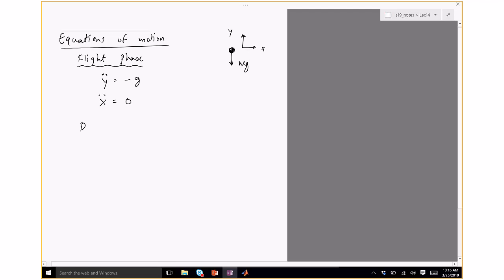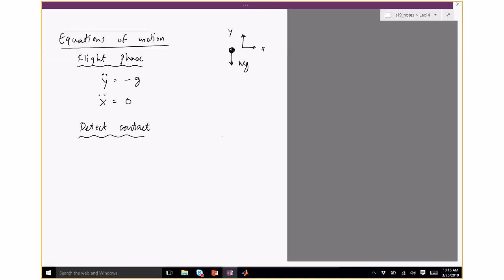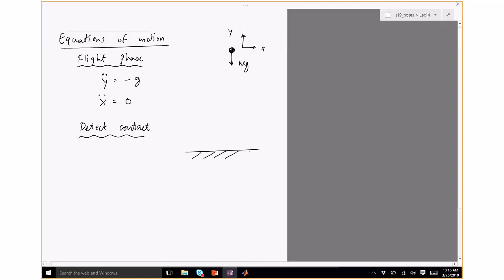Then we have to detect contact. In this case, the contact happens when y equals 0, right? This is our x and y. So we need to detect when the contact happens, which happens at y equals 0. So we keep integrating the equations till y equals 0. We stop integration, and then you apply the bounce phase equation, which comes from Newton's law of restitution.